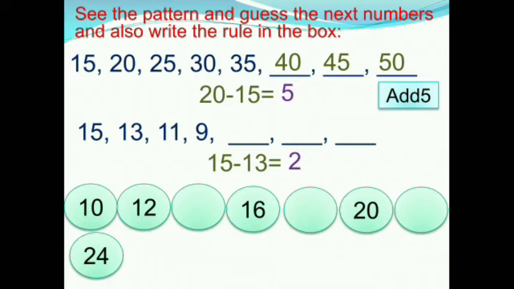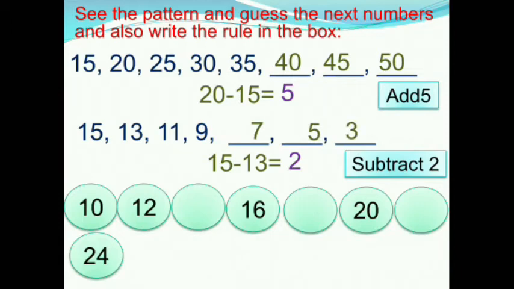This pattern is in ascending order or descending order? Yes, descending order. So we should find out the next number. We should subtract 2 from 9. 9 minus 2, 7. 7 minus 2, 5. 5 minus 2, 3. See the next pattern. 10, 12, dash, 16, dash, 20, dash, 24.